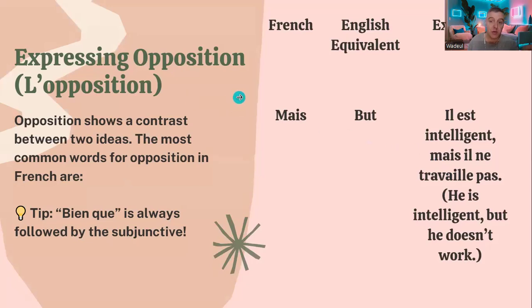So, opposition. As you can see, in French we say mais, in English we say but. Il est intelligent, mais il ne travaille pas. He is intelligent, but he doesn't work. This is just a lesson that shows you the whole picture, but you just have to remember that and how to use it. So if you understand the example, that's the most important. The rest is just some blah blah for the beauty of it. Okay, so let's move on.